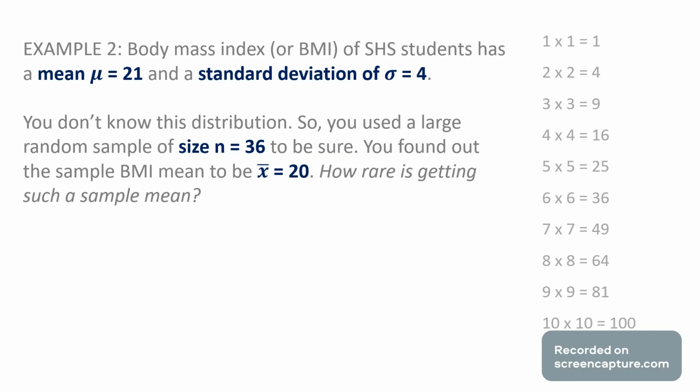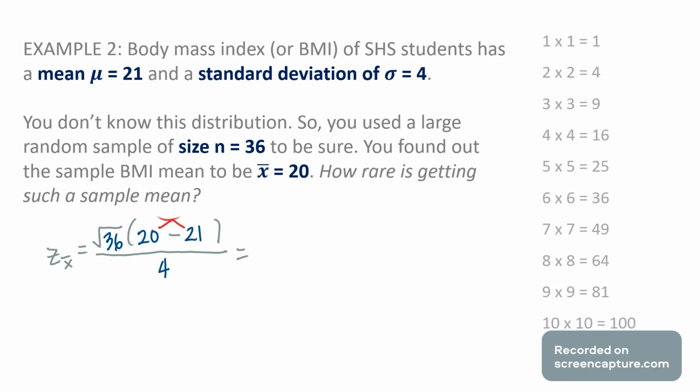Here's another example. Body mass index of senior high school students has a mean mu equals 21 and a standard deviation sigma equals 4. We don't know this distribution, so we use a large random sample of size n equals 36 to be safe. We find out that the sample mean is x bar equals 20. How rare is this sample mean? We use our formula, z equals the square root of n times sample mean minus population mean divided by sigma. Plug in 36 for n inside the square root, 20 for x bar, 21 for mu, and 4 for sigma.